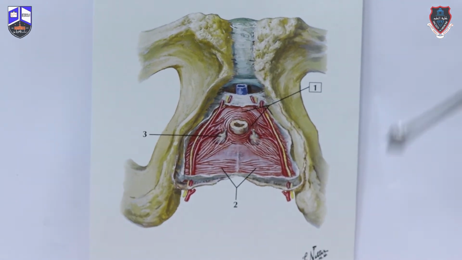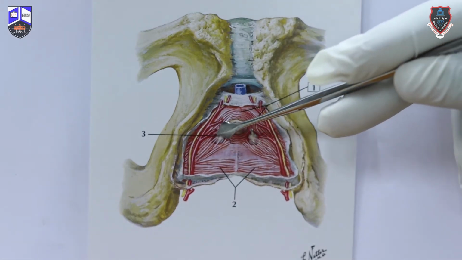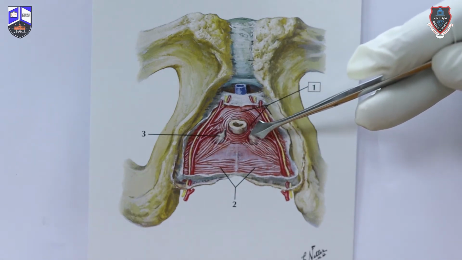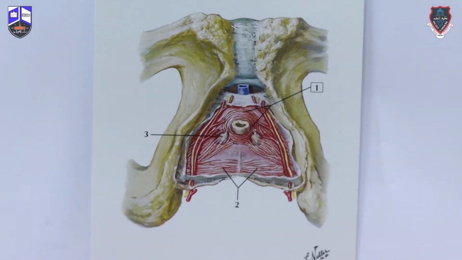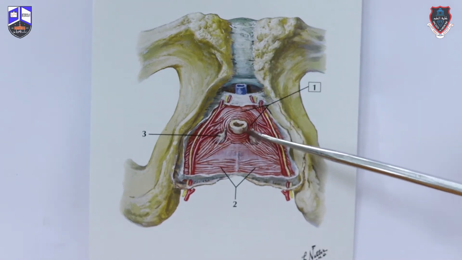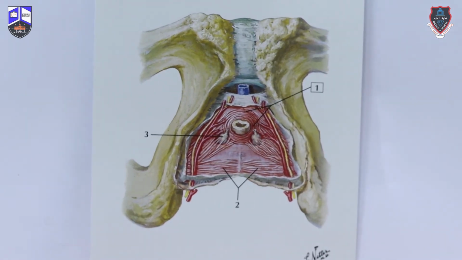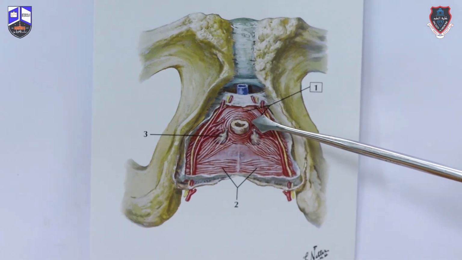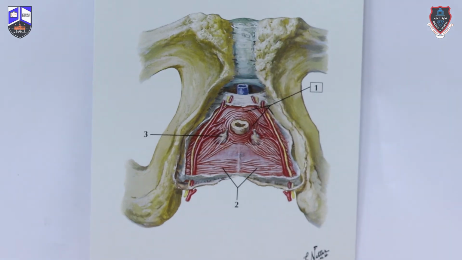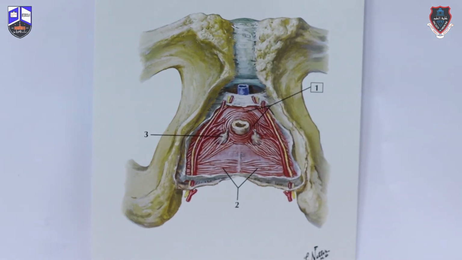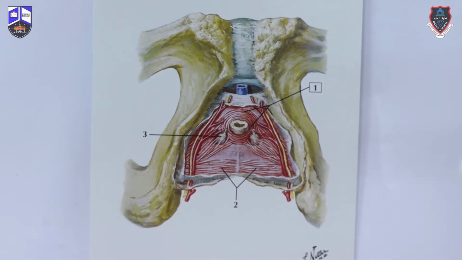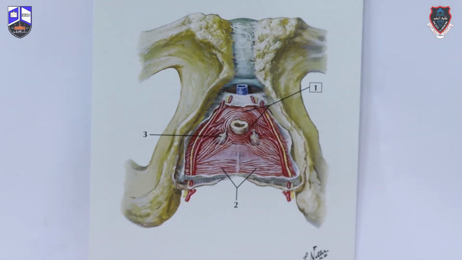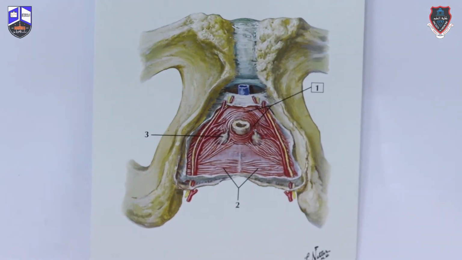On each side of the membranous urethra, we have a gland called the bulbourethral gland, or Cowper's gland. This gland contributes a small amount of the seminal fluid, and it opens by its duct into the penile urethra. It is found in the deep perineal pouch, but its duct pierces the perineal membrane in order to open into the penile urethra.